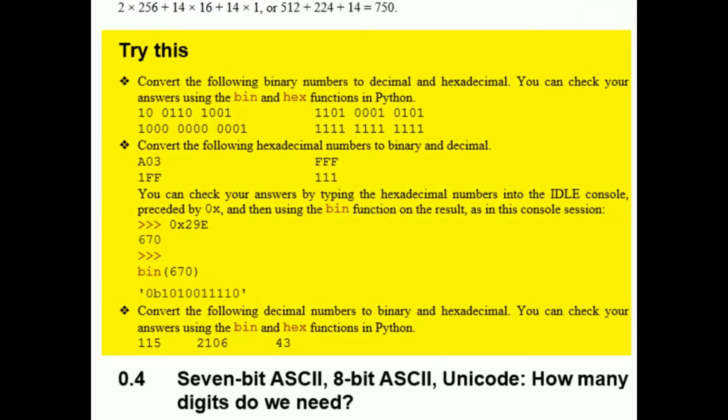Practice converting decimal numbers to binary and check your work both by hand and in IDLE. When you are confident you can successfully convert any decimal number to binary, you're ready to move on.